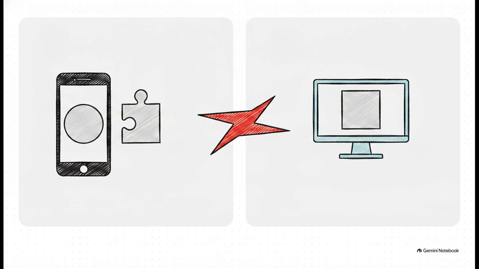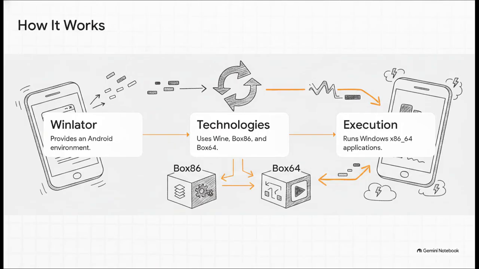So you have software written for one type of physical brain trying to run on a completely different type of physical brain. They speak entirely different hardware languages. To bridge that massive gap, we use tools like Box86 and Box64. Here's how that plays out.